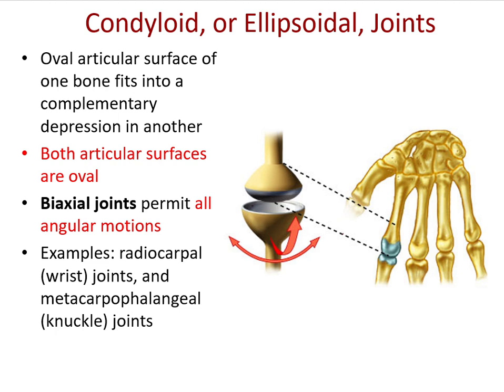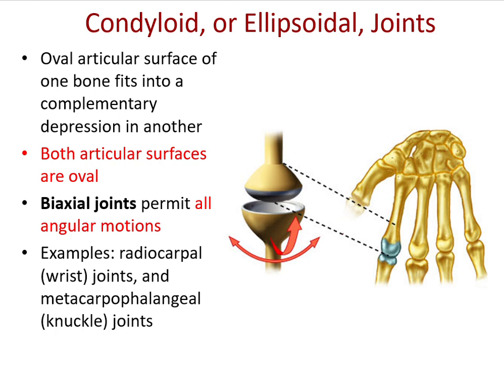Then you have the condyloid joint. It's sometimes called the ellipsoidal joint. And this is when both articular surfaces are oval, and we get biaxial movement, or all angular motions, from a joint like this. So you're going to have at least one oval articular surface fitting into a depression surface, but that's also going to be oval.